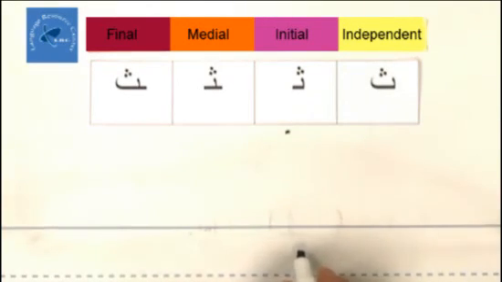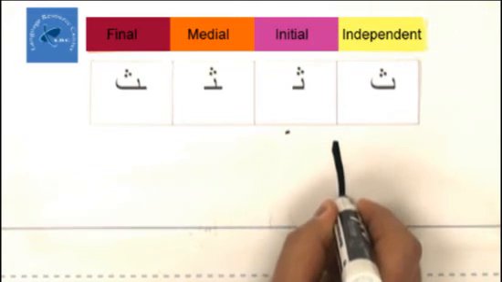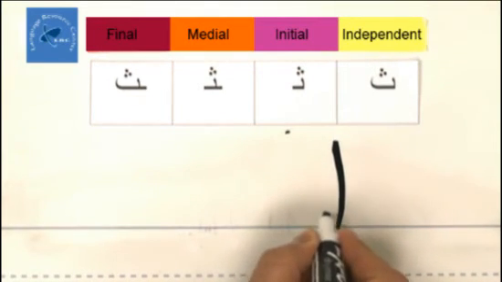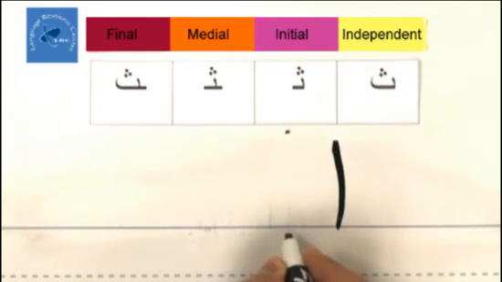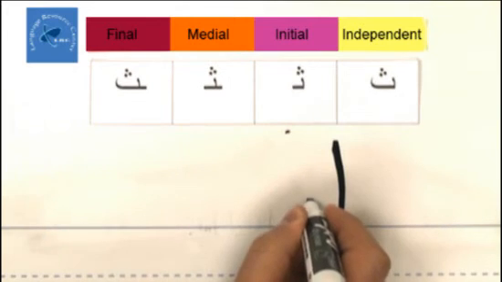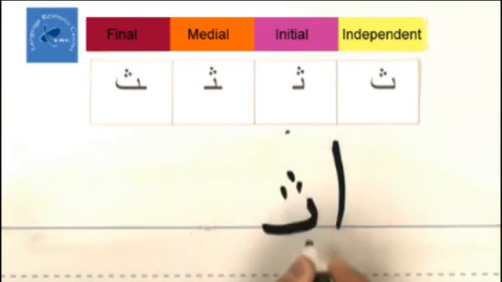How about the word athath? Athath. The first sound is a. So we have a, initial. Start right here and we go down. Athath. So aleph is followed by tha. And aleph does not connect to the letter after it, so we need to use the tha in its initial position. So we do a tooth, and we go to the right, and 3 dots on top.